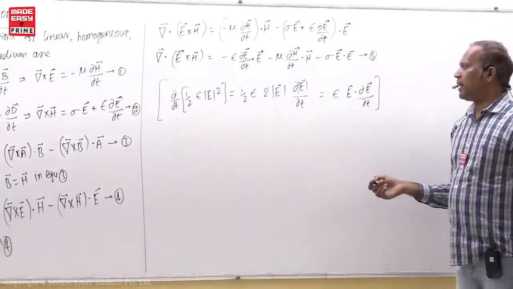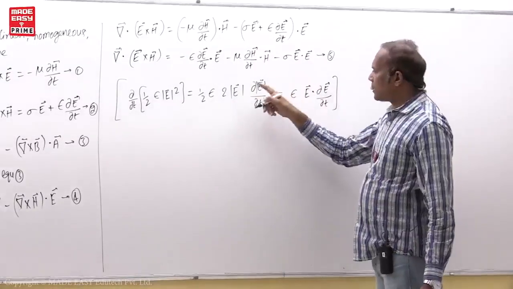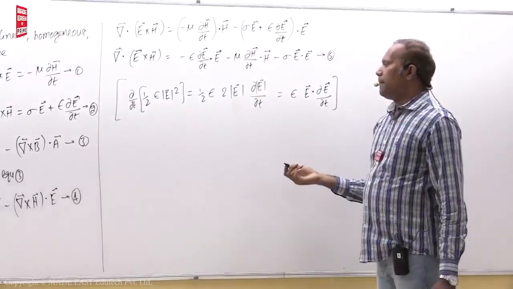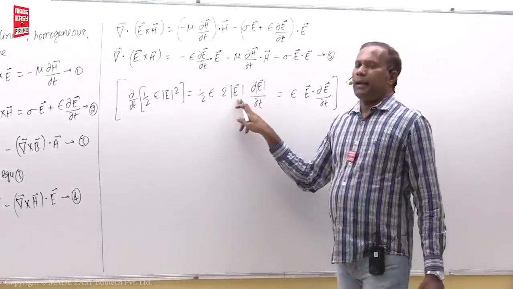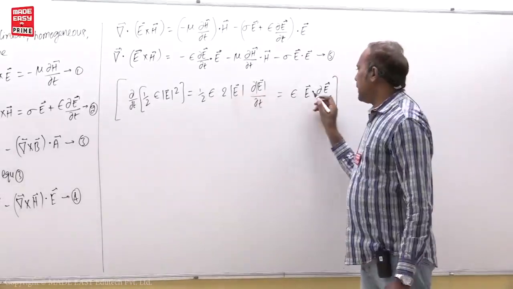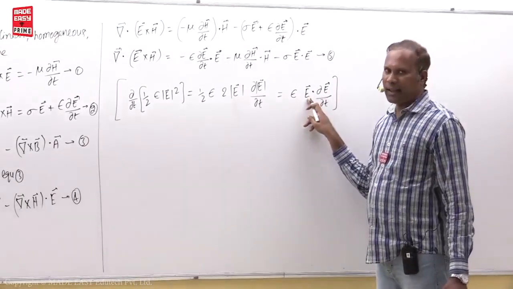Dear students, you may be confused, asking how I wrote this one from this one. It is like A bar dot A bar. Electric field is there. For example, it has an x component, let us say.